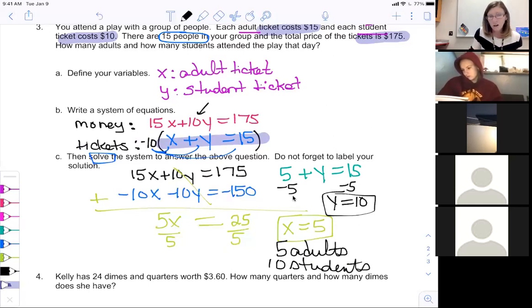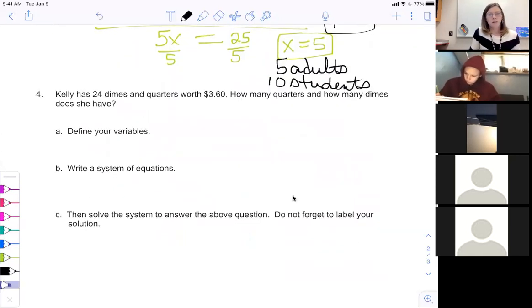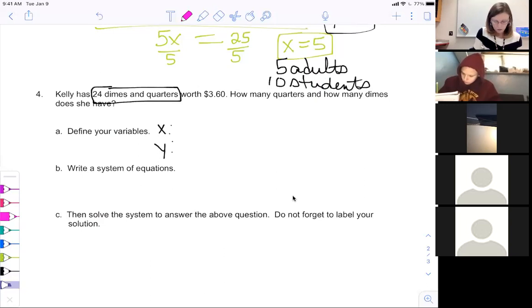All right, I want to start number 4 as well. This one was similar to one of the notes that we did yesterday. Yesterday we had a guy named Rob. Today we have Kelly, and Kelly has 24 dimes and quarters. So again, right away, define your variables. Whatever is first goes with X. The second thing goes with Y. So X is dimes, Y is quarters.